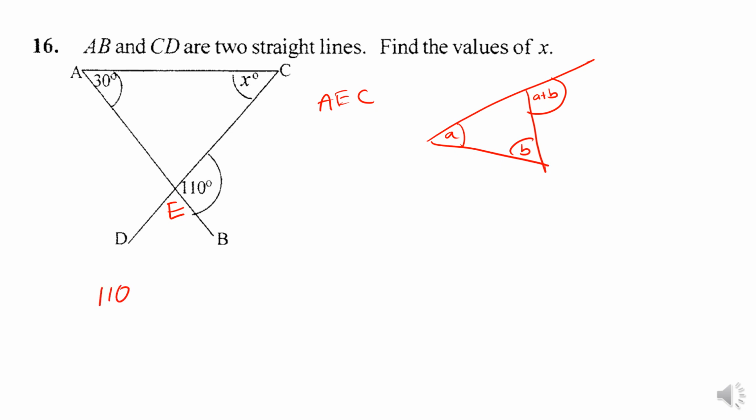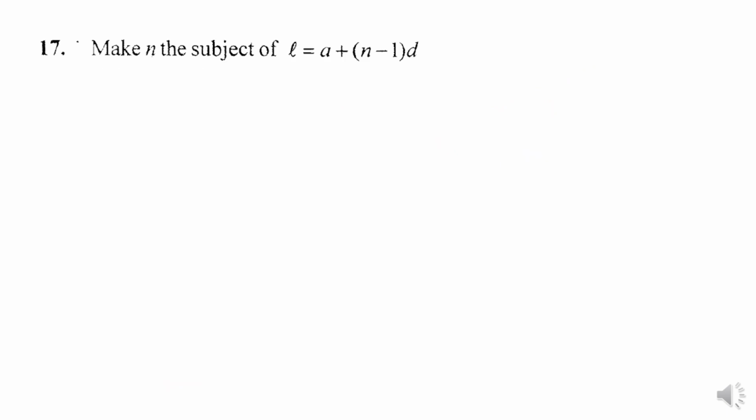Therefore 110 is equal to 30 plus x, and you solve this equation and you will get x is equal to 110 minus 30, which is equal to 80 degrees. So the value of x is equal to 80 degrees.